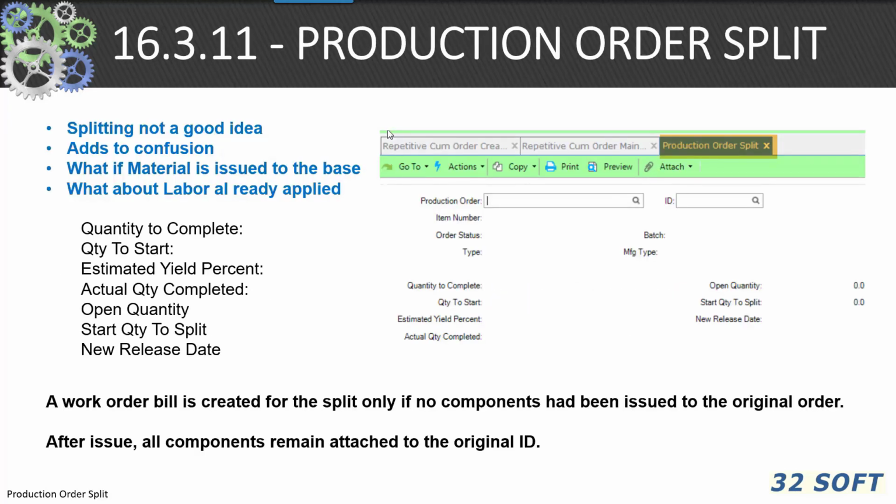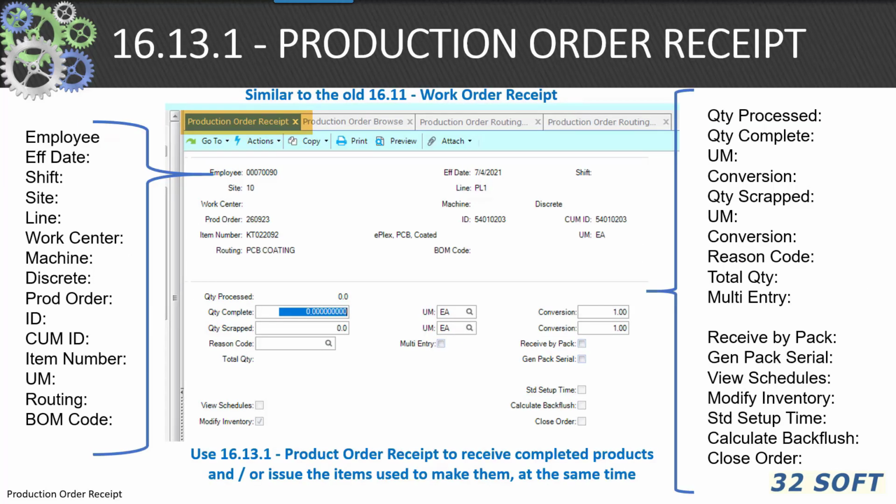You can use production split. I don't recommend it. I don't think people usually use it, and it's not a real good idea. It adds to confusion. What happens to the material you issued to the base? How does that go? What happens to labor applied? Accountants really don't like this splitting functionality. It causes lots of confusion.